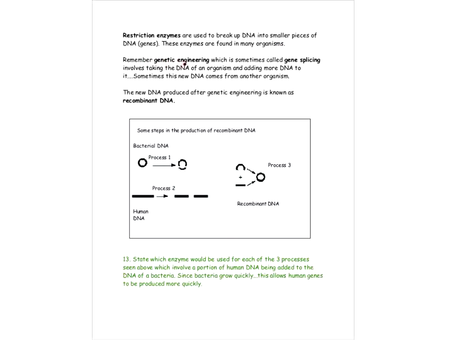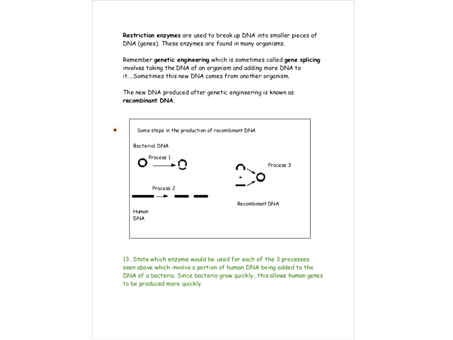Now remember, genetic engineering, sometimes called gene splicing, involves taking the DNA of an organism and adding more DNA to it. And sometimes the new DNA is coming from another organism. The new DNA that is produced after genetic engineering is known as recombinant DNA. It's kind of like you're recombining.